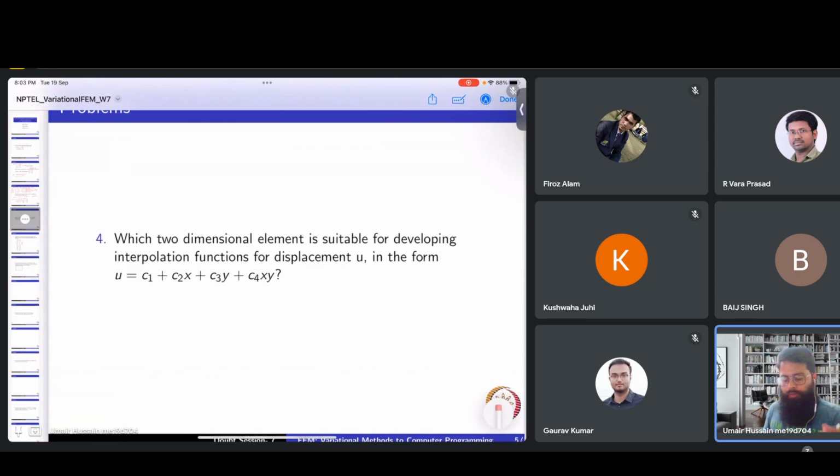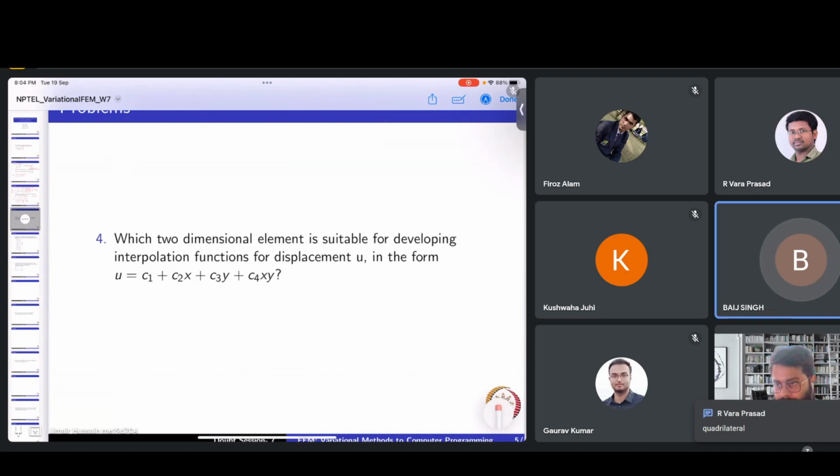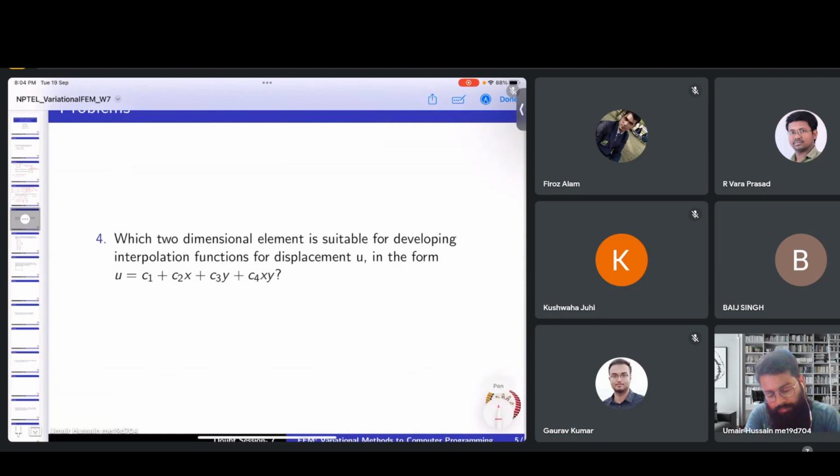Okay. Now, which two-dimensional element is suitable for developing an interpolation function for displacement u in the form c1 plus c2x plus c3y plus c4xy? Any idea? Quadrilateral, right? Why quadrilateral? Yeah, that's right. Quadrilateral, but why quadrilateral?